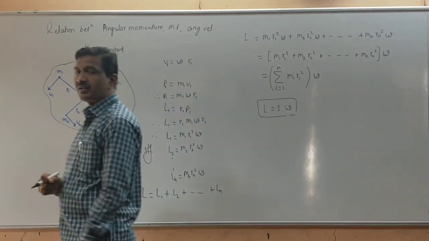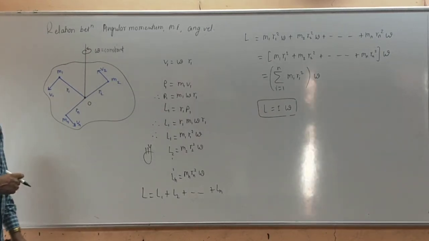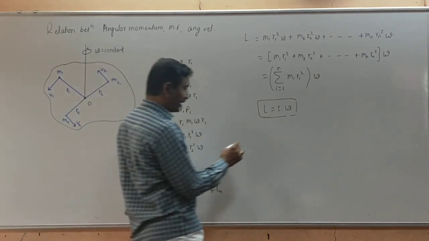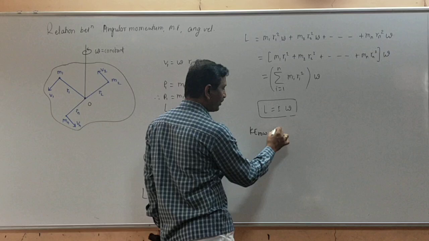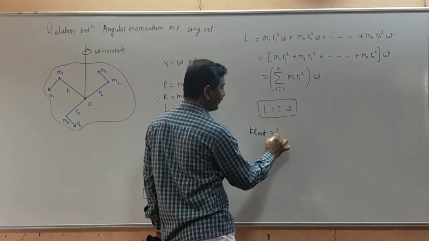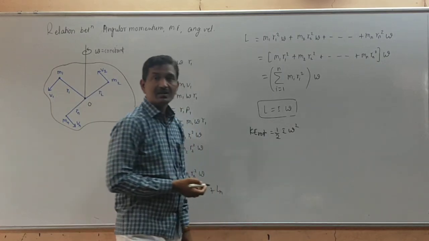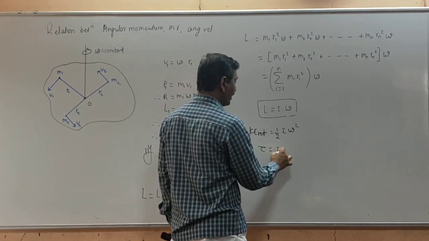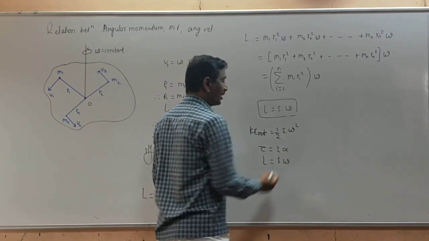In the last session, we discussed three relations: rotational kinetic energy, 1/2 I omega square. The second relation which we discussed is that tau is equal to I alpha, and the third one is L is equal to I omega.